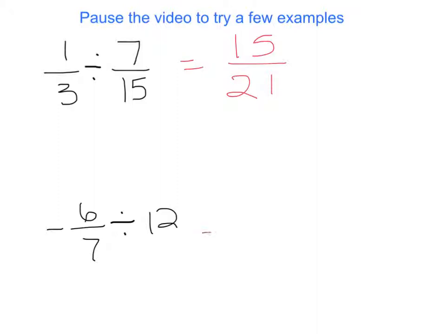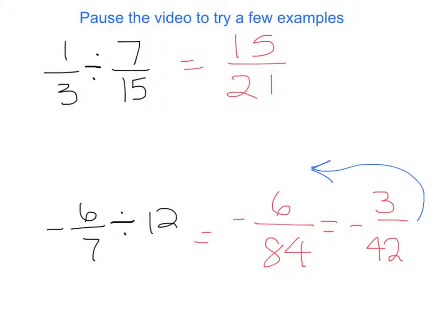Second example, -6/7 divided by 12. You want to make sure that you turn that 12 into a 12/1. You multiply by the reciprocal, and you get -6/84. Now you can simplify. So you take 2 into each, so you have -3/42. Then you can divide the numerator and the denominator by 3, which gets you a final answer of -1/14.